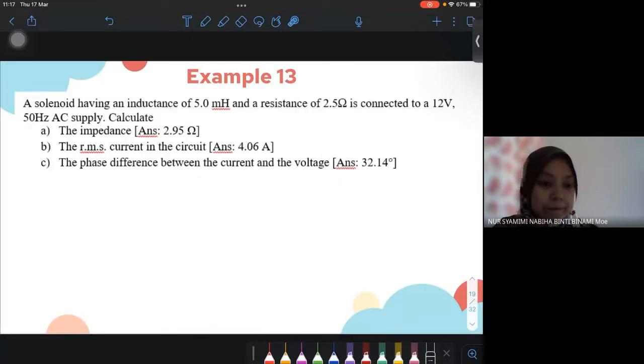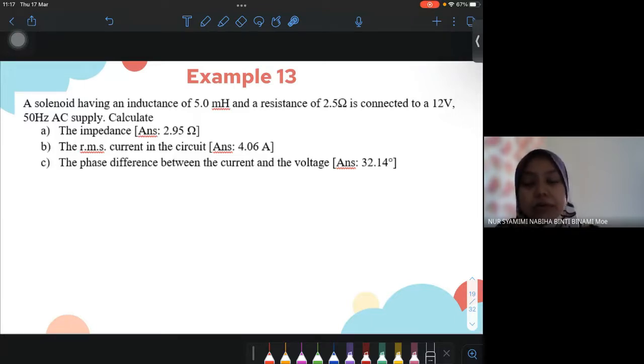example 13. Okay. A solenoid having an inductance of 5 millihenry and a resistance of 2.5 ohm is connected to a 12 volt 50 Hz AC supply. Calculate the impedance, the RMS current and the phase difference between the current and the voltage.